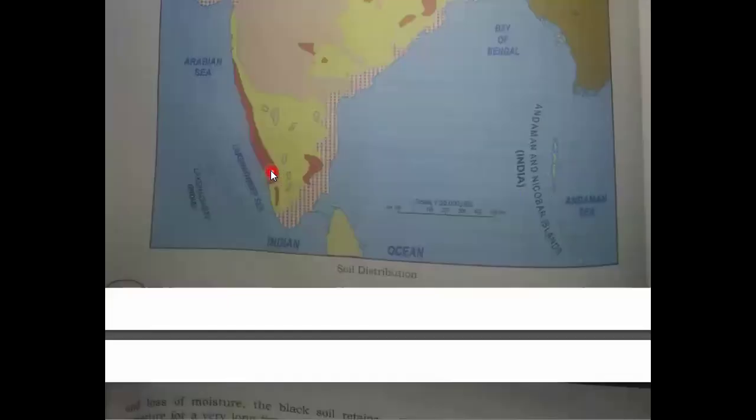Before that, this is the map. This is alluvial, this is black soil, this is red and yellow soil, and this is laterite soil over here. So you need to remember this. You have to practice it because they will surely ask about any one of the soil markings. So we'll go down to the next page.